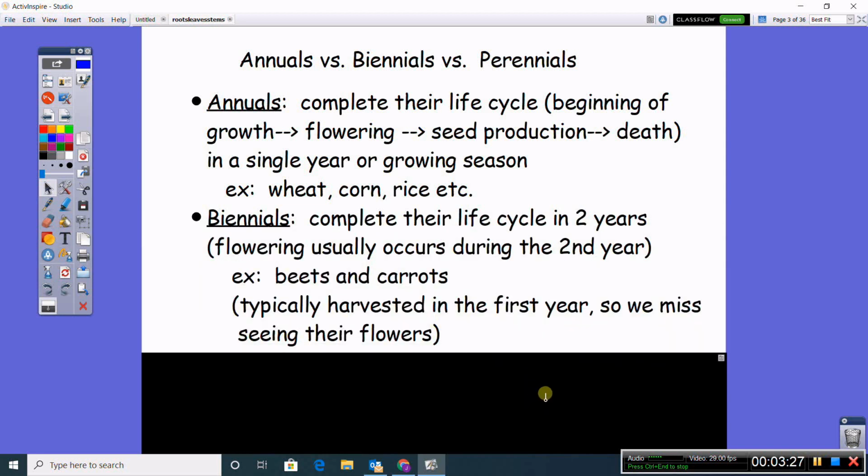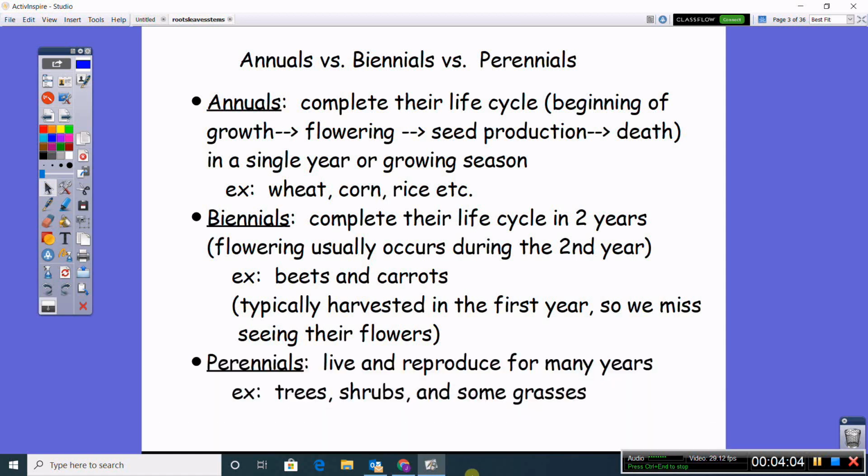Okay, biennials complete their life cycle in 2 years. Flowering usually occurs during the second year. Beets and carrots are biennials. And I know people say, oh, but beets and carrots are storage roots and carrots can be tap roots. There are things that fall underneath multiple categories, and that's okay. The reason you probably didn't know carrots were a biennial is because flowering usually occurs during the second year, and they're typically harvested in the first year, so you miss seeing their flowers.